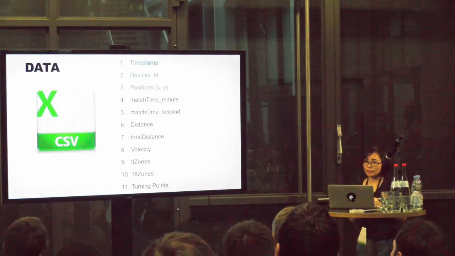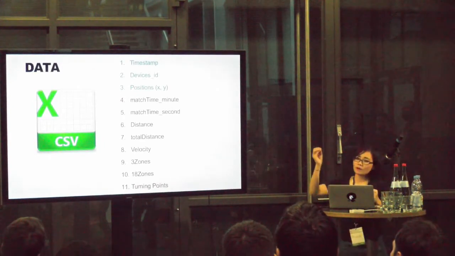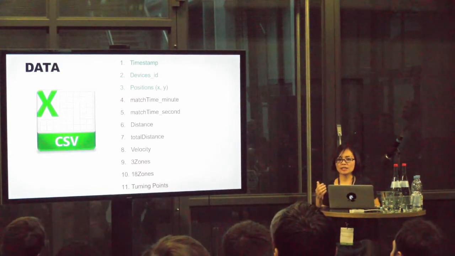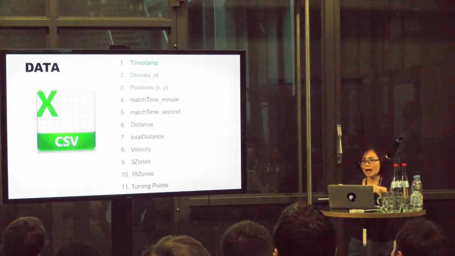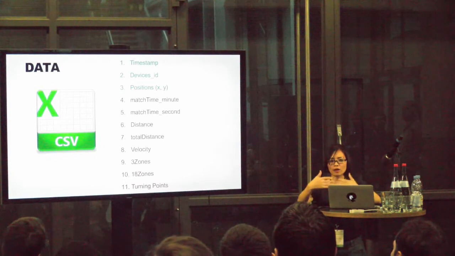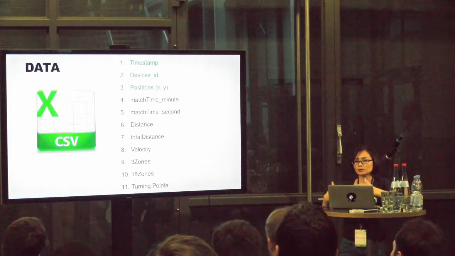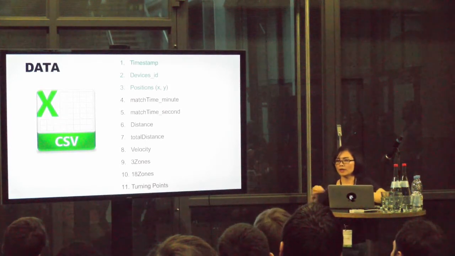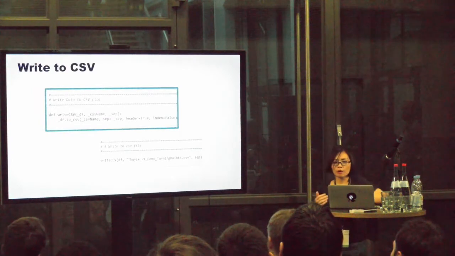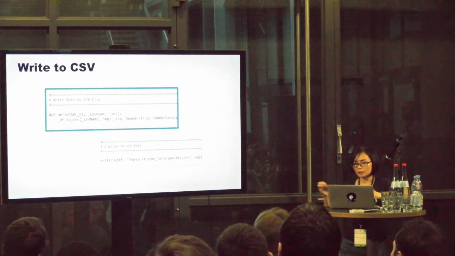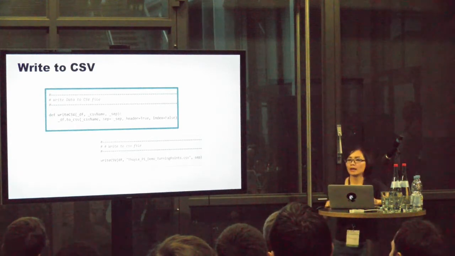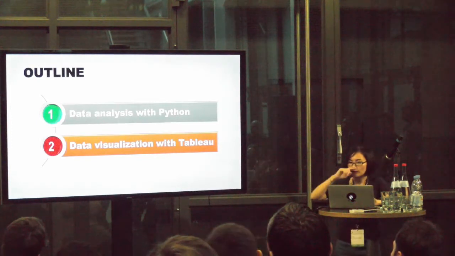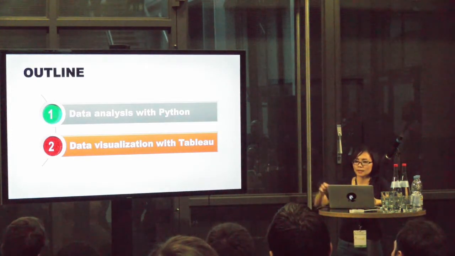And then we see that there is only a little information we got from the sensor, like timestamp, device ID, position, x-port, and y-port. We can use Python to analyze this. We can calculate a lot of things, like the match time per second, distance, total distance, velocity, three zone, attack zone, turning point, and so on. And before the visualization, we try to save the file and visualize. Because I have some problem with my laptop console here, so I will show you some main things about the visualization with Tableau.